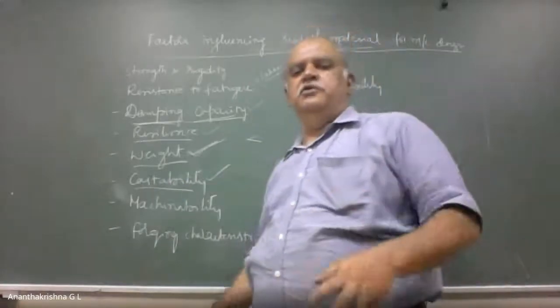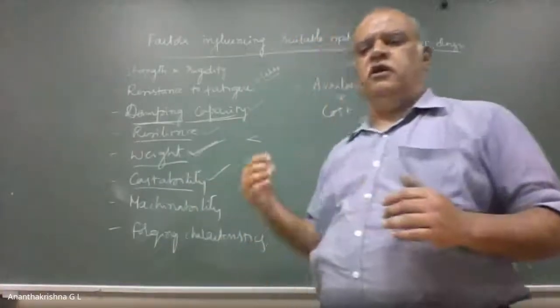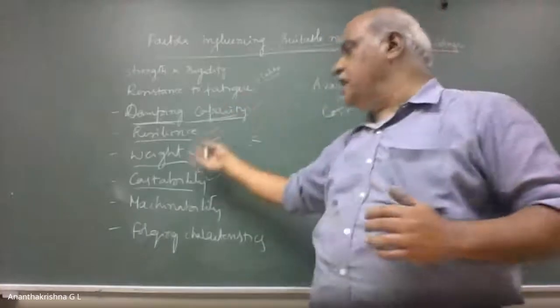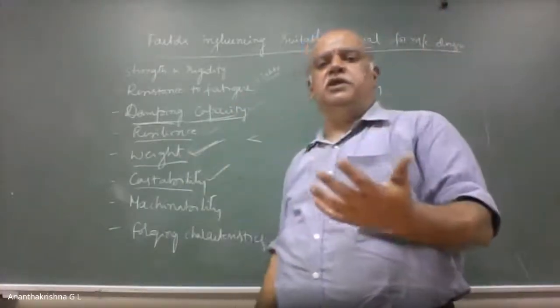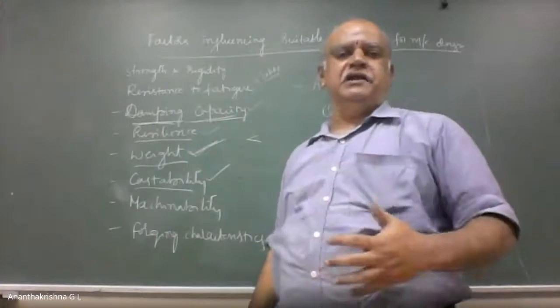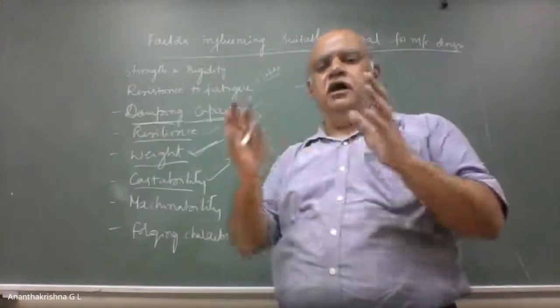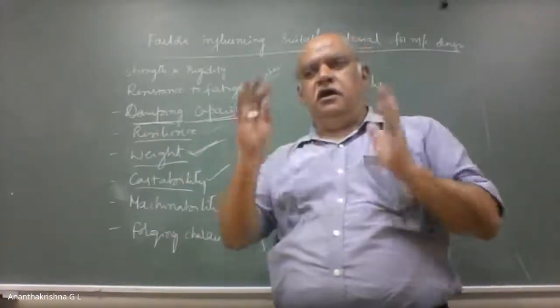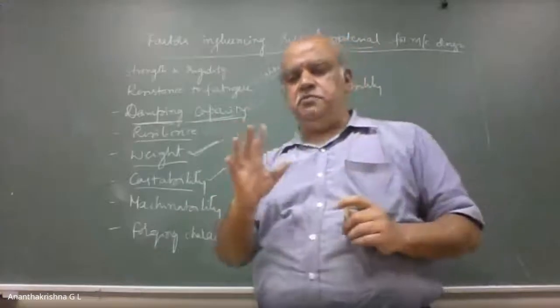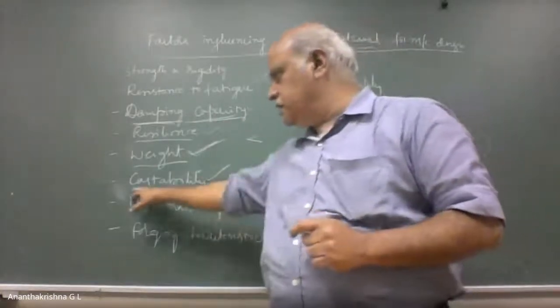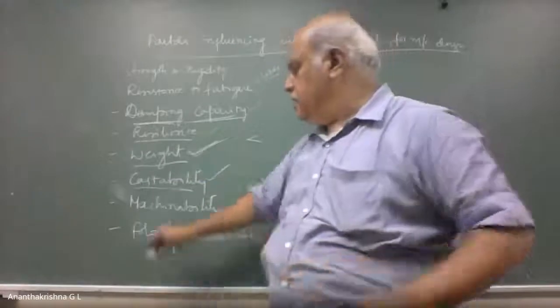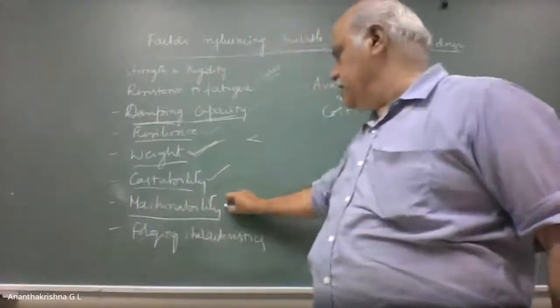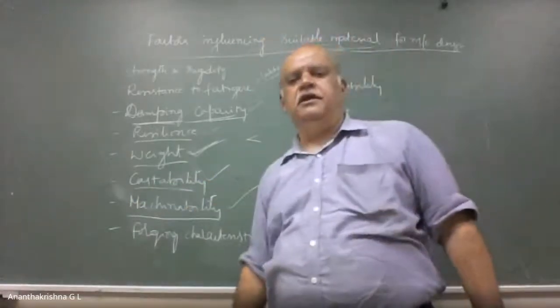Next is castability. That means if you are using a casting process for the component that you have designed, the material should have castability characteristics. That means the material should be castable, you should be able to cast that material. That is what is called castability. Next comes machinability. So what do you mean by machinability? Any idea?